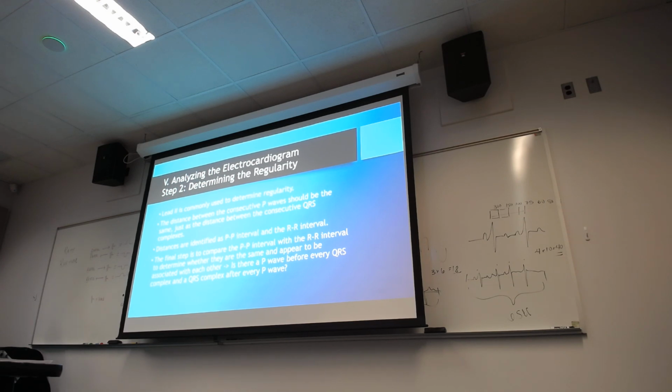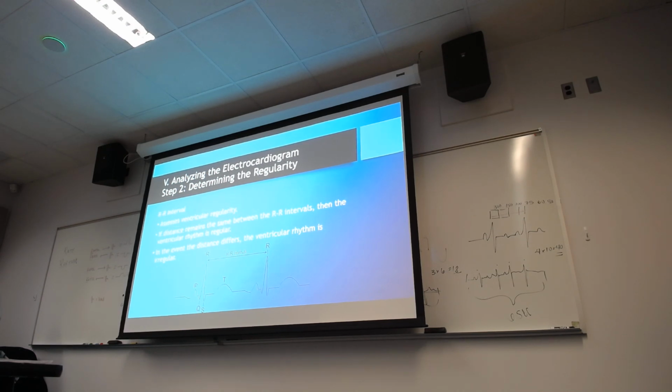Lead 2, like we said before, is commonly used to determine if your rhythm is regular. No one knows why they chose that one, but they just chose that one. And you're going to ask yourself if there's a P wave. So is the electrical conduction coming from the SA node, or is it not coming from the SA node? And then your RR interval is really what tells you if it's regular or not.